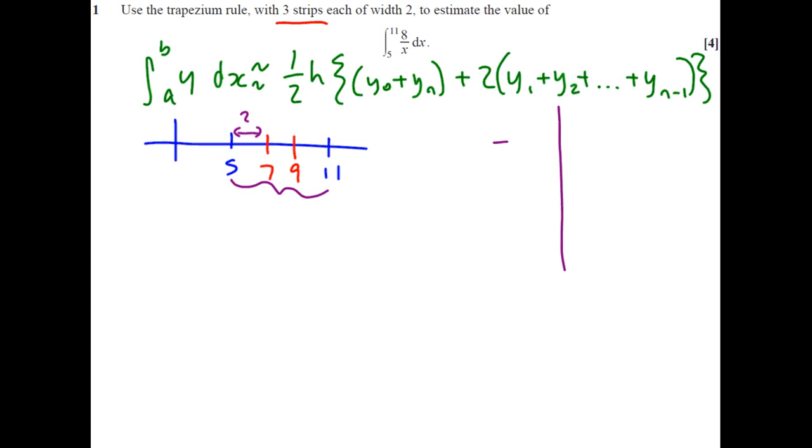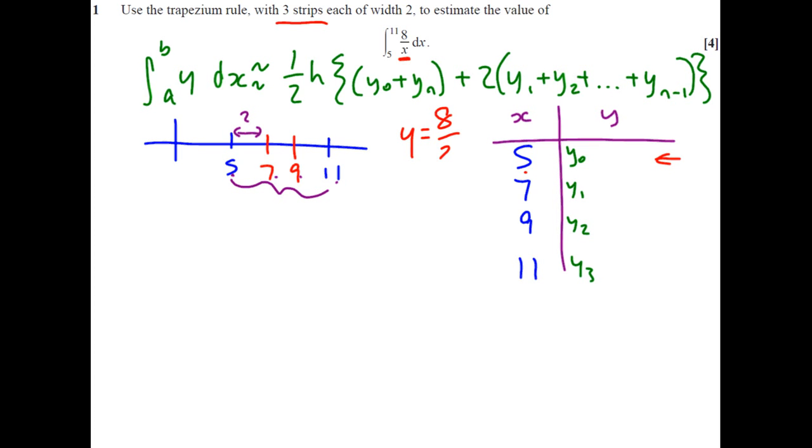Once you've done that, you draw yourself a little table with your x values and your corresponding y values, and in this case you're going to be getting 4 y values: y0, y1, y2, y3. So your first x value is 5, then 7, then 9, then 11. You're going to need your calculator, because all you're doing at each point is putting the value of x into the formula y equals 8 over x. So first one, 8 over 5, 8 over 7, 8 over 9, 8 over 11.